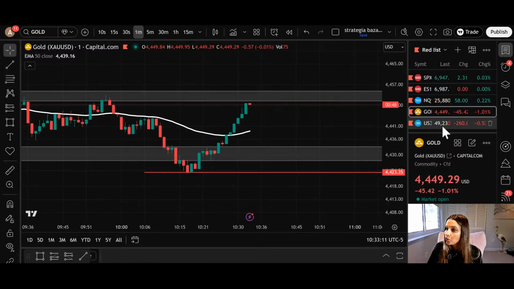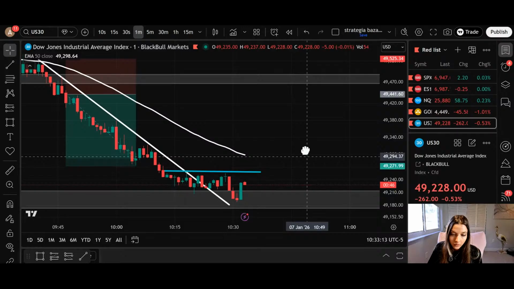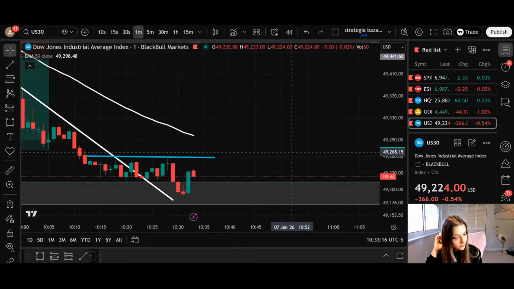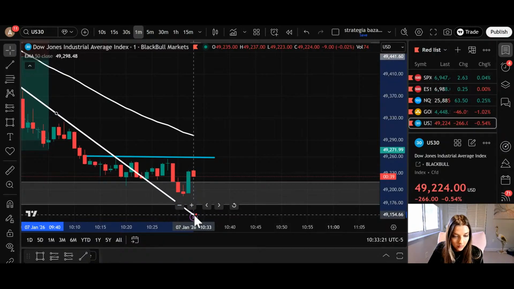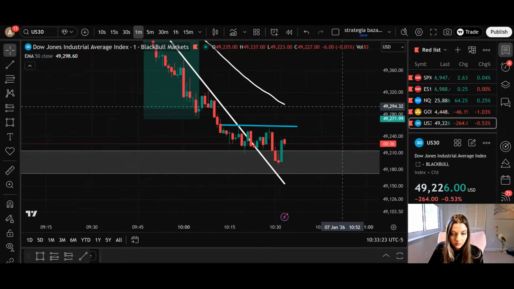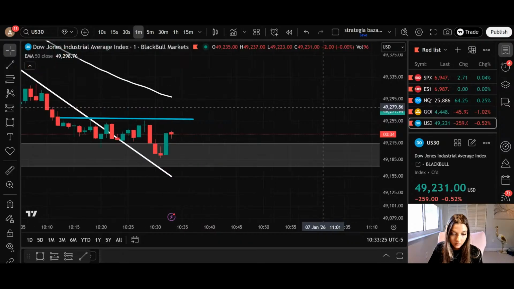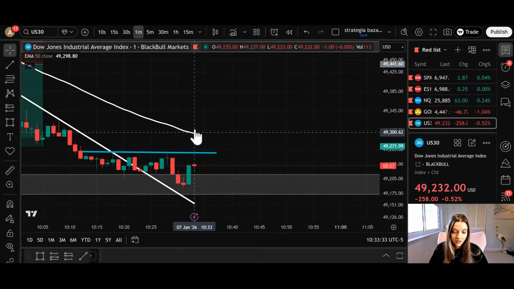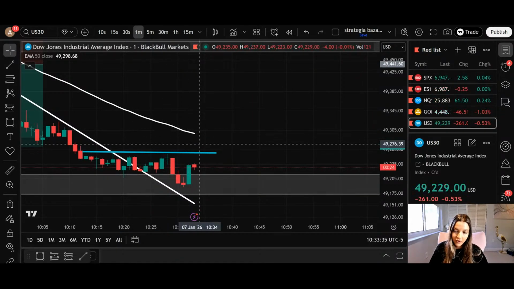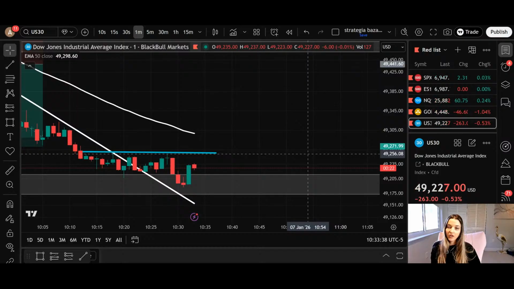Okay, let's go back. You know, it's probably the US 30 wants to consolidate around here, and it will probably break the EMA. So we can go on a long. Let's see.